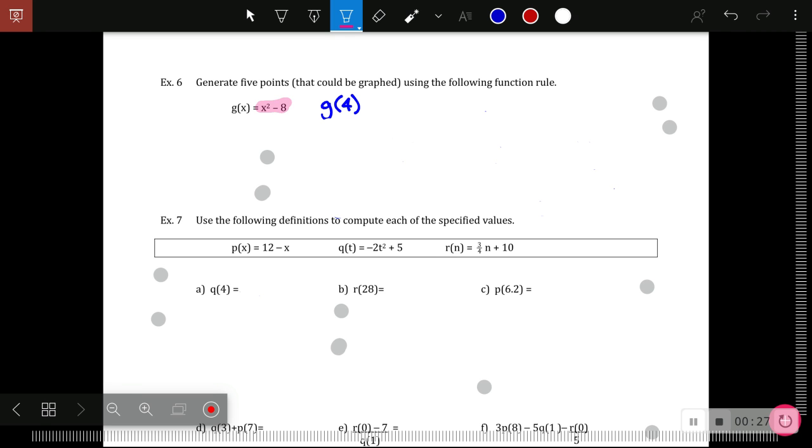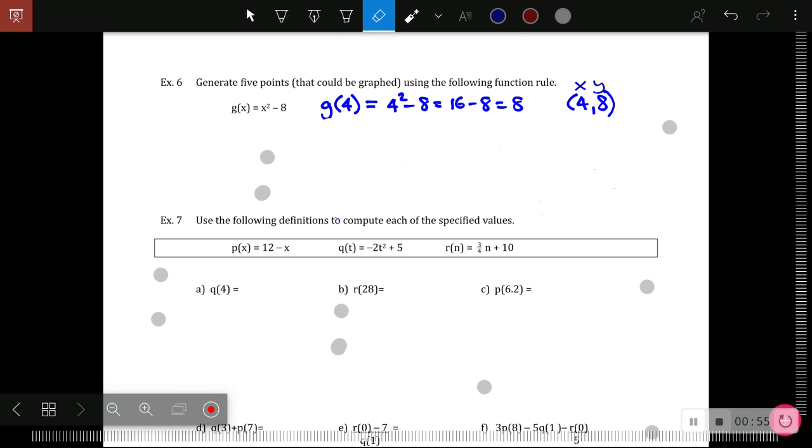So we're first asked to find g of 4, which simply means use 4 for the x value. So if you type in 4 here, you get 4 squared minus 8 is 16 minus 8, and that gives 8. So our input value, we started with 4 and we ended with 8, and you can see that we've got an x value of 4 and a y value of 8 that could be graphed.